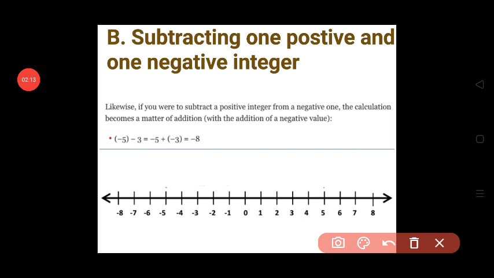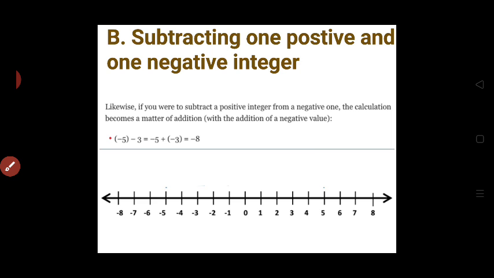Next case is subtracting one positive and one negative integer. Likewise, if you were to subtract a positive integer from a negative one, the calculation becomes a matter of addition with the addition of a negative value. So here is given minus 5 and minus 3. First of all you have to convert this into a positive or additive sentence. In that case we have to write minus 5 plus minus 3.